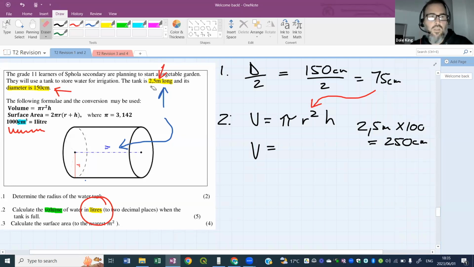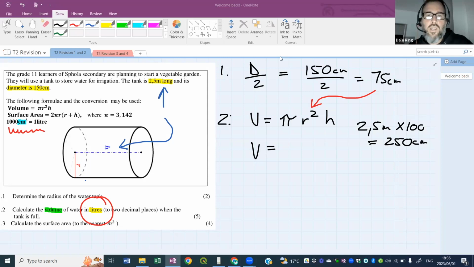Don't change to meters for this formula. Work with centimeters because our conversion at the end has got centimeters cubed. So we want to stick with centimeters here. All right, that's what I'm saying for this question. And then you put the dimensions into your formula, get an answer out. It'll be in centimeters cubed. And then we're going to use this conversion on the left-hand side here to get to liters.